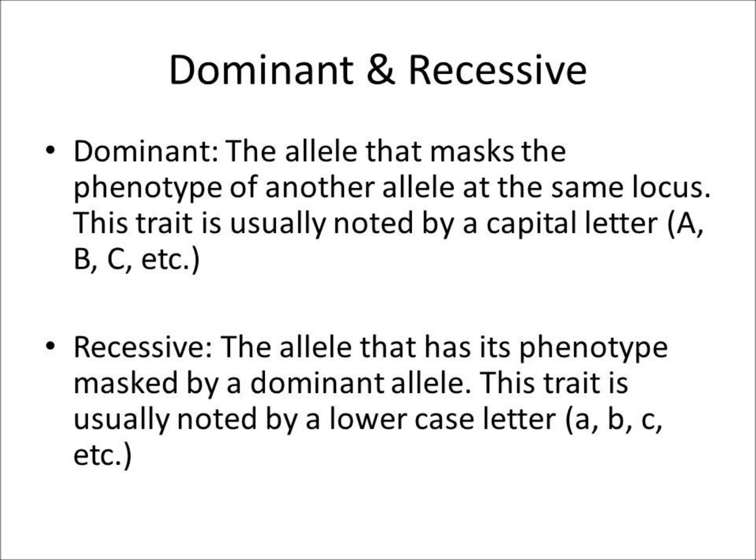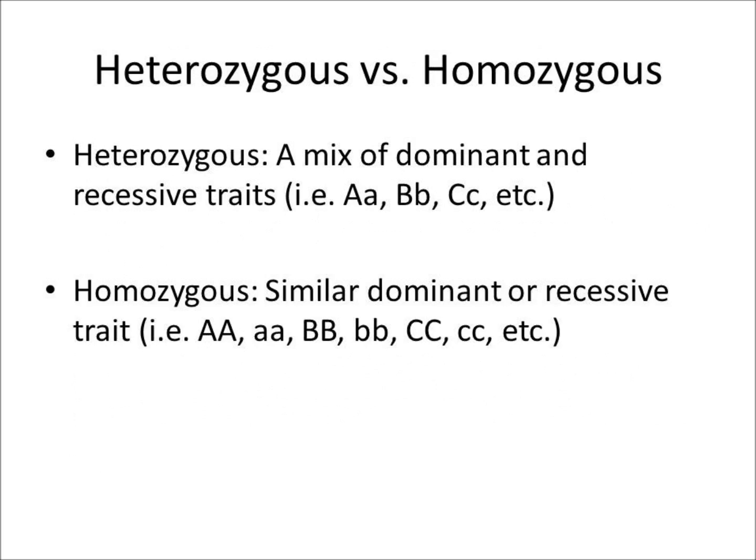So if you're looking at, say, hair color, and you have the traits for brown hair and blonde hair, and brown is more dominant than blonde, that means that the brown hair is more likely to show up as your phenotype than the blonde would.